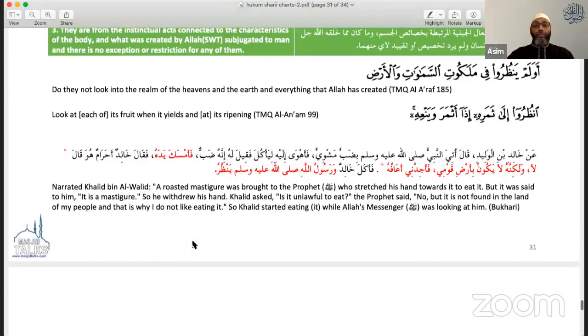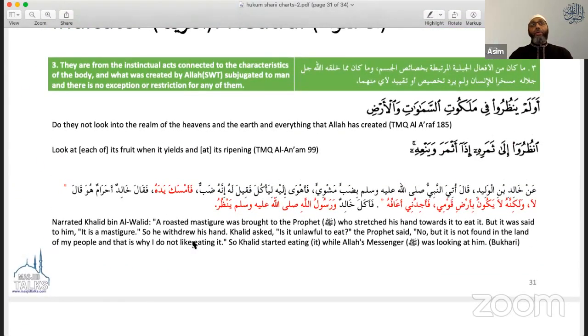And when it was brought, Khalid bin Walid brought a roasted dub, and Rasulullah sallallahu alaihi wasallam stretched his hand towards it to eat, but it was said to him that it is a dub, so he withdrew his hand. Khalid bin Walid asked him, is it haram for us to eat? And Rasulullah said, no, but it is not found in the land of my people, and that is why I do not like eating it.